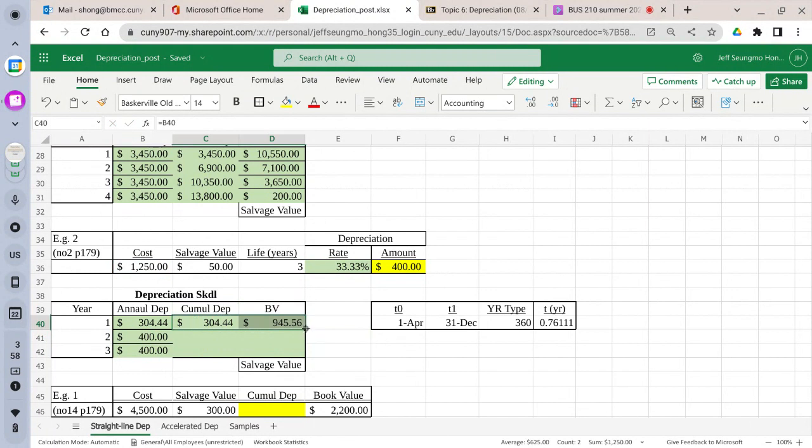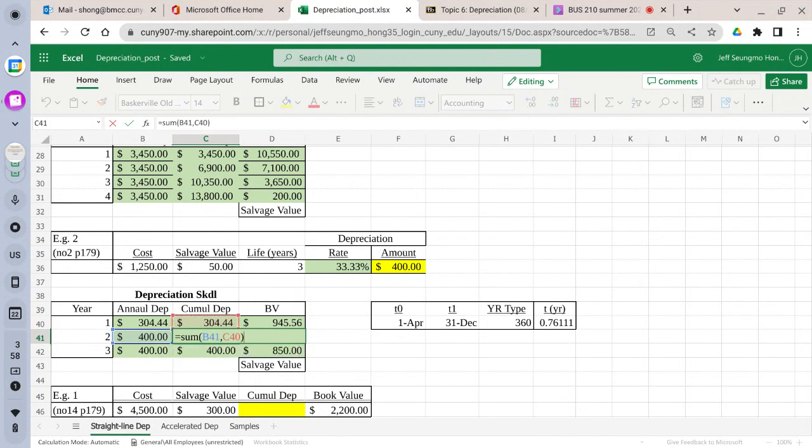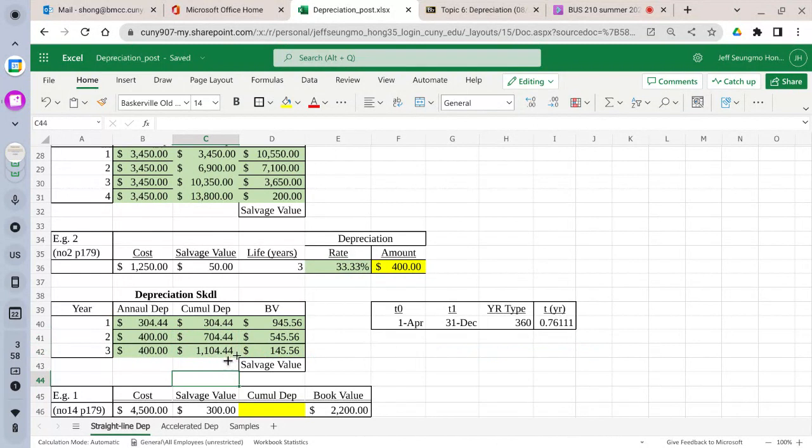Both. You can drag it down. But then, I didn't. I forgot to do this. B41 and okay, so I should have done little by little. Drag it down. Drag it down. Come on. Okay. But then the problem is then you don't end up with the salvage value.